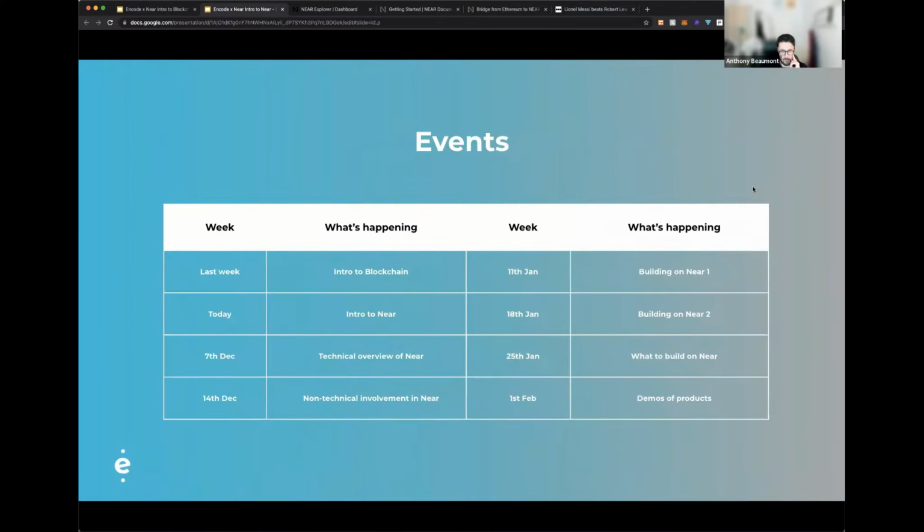In terms of the events coming up, last week we had the intro to blockchain event. This week, as I say, intro to Near. The technical overview of Near is on the 7th of December. On the 14th is the non-technical involvement in Near events. Then we fast forward through to January and have the building on Near events on the 11th and the 18th. On the 25th, we have a What's to Build on Near event, and on the 1st of February, a demonstration of products. So lots of good things to come.